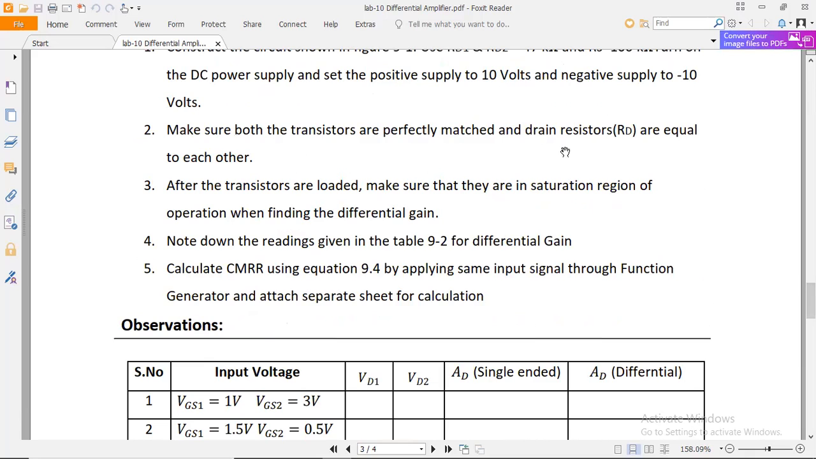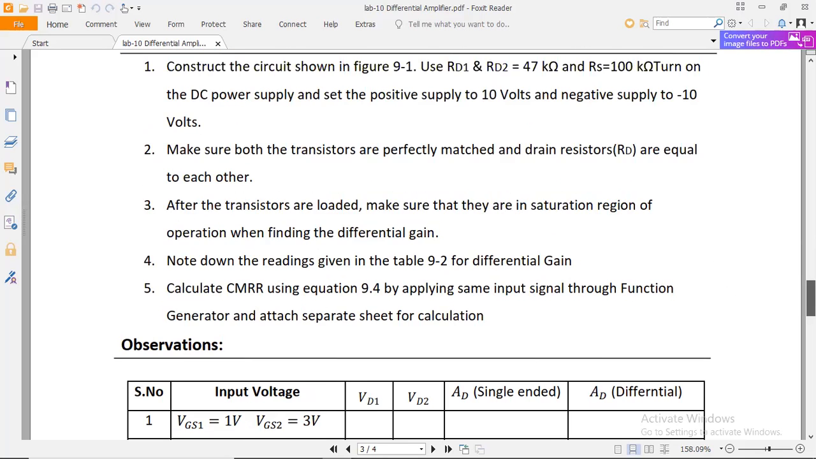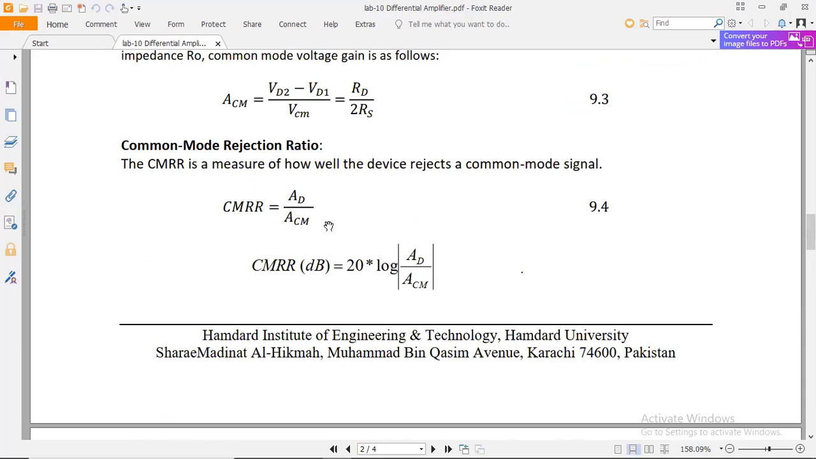Make sure the transistors are properly matched and the drain resistors RD are equal to each other. After the transistors are loaded, make sure that they are in the saturation region of operation when finding the differential gain. Note down the readings given in table 9-2, that is here. Differential gain, calculate CMRR. And how can we find the CMRR? CMRR can be found as the differential gain over the common mode gain. From the ratio of both, we get the common mode rejection ratio.